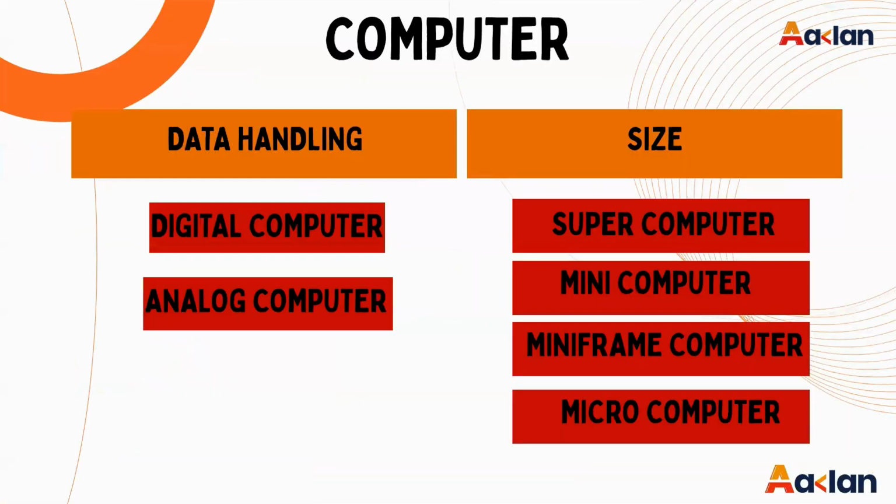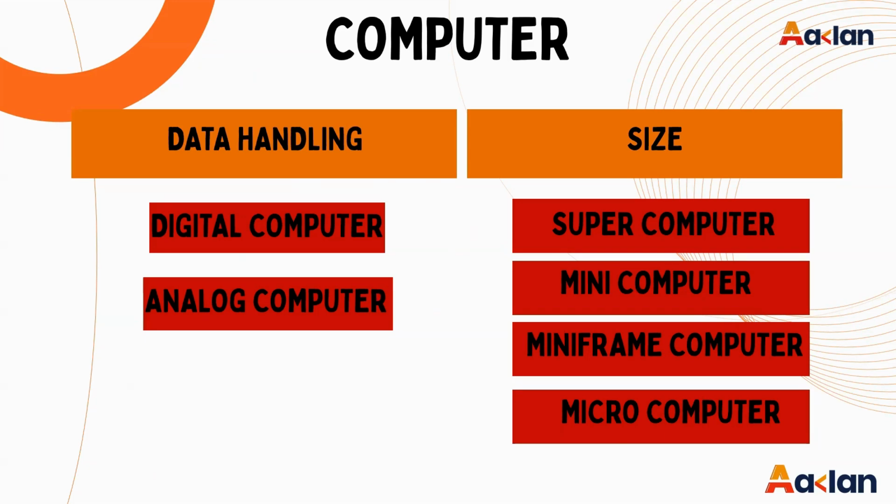So, computer is an electronic device which is used to take input from the user, and with the help of input devices and output devices, it gives output accordingly. And with the help of processing devices like CPU, it processes the data, right? So, computers are basically divided into two categories. First is data handling, and second is based on size. On the basis of data handling, it can be further divided into two types: digital computer and analog computer, right? Now, on the basis of size, it can be divided into four types: supercomputer, mainframe computer, mini computer, and microcomputer, right?